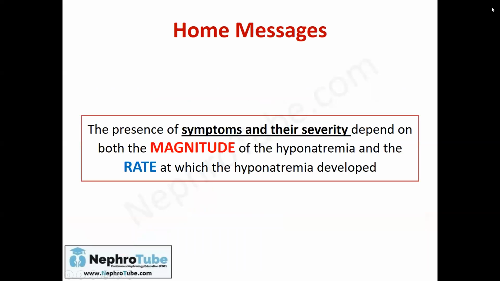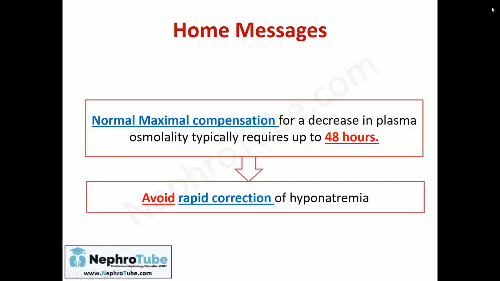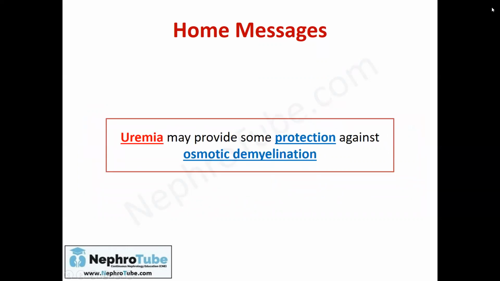Finally, my take-home messages. The presence of symptoms and severity of hyponatremia depend on both the magnitude of the hyponatremia and the rate at which the hyponatremia developed. Normal maximum compensation for a decrease in plasma osmolarity by the brain typically requires up to 48 hours. So avoid rapid correction of hyponatremia. Hypertonic saline infusion is mandatory in severe symptoms, moderate symptoms, and acute presentation, especially if acutely the sodium decreases more than 10 millimole per liter. Uremia may provide some protection against osmotic demyelination, and thank you.